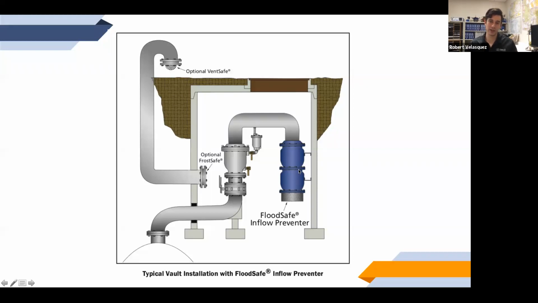So this inflow preventer is going to keep water from getting in here if this vault floods, which would cause a cross connection risk. And then we've got a little pipe here and a vent in order to let air in. If you've got a pretty big pipeline system, you need your air valve to be able to let a lot of air in.